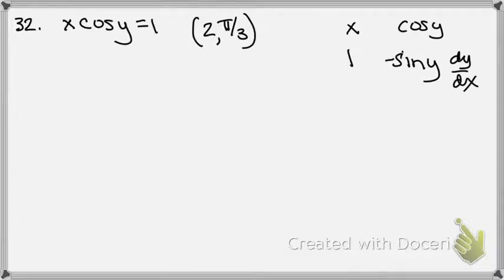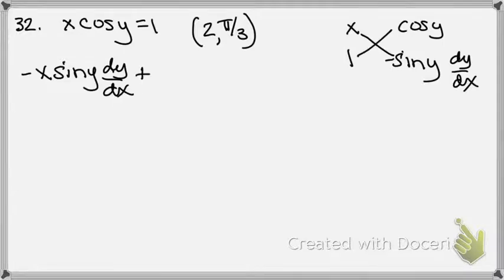Okay? All right, so the derivative, we're going to have negative x sine y dy dx plus cosine y equals derivative of 1 is 0.